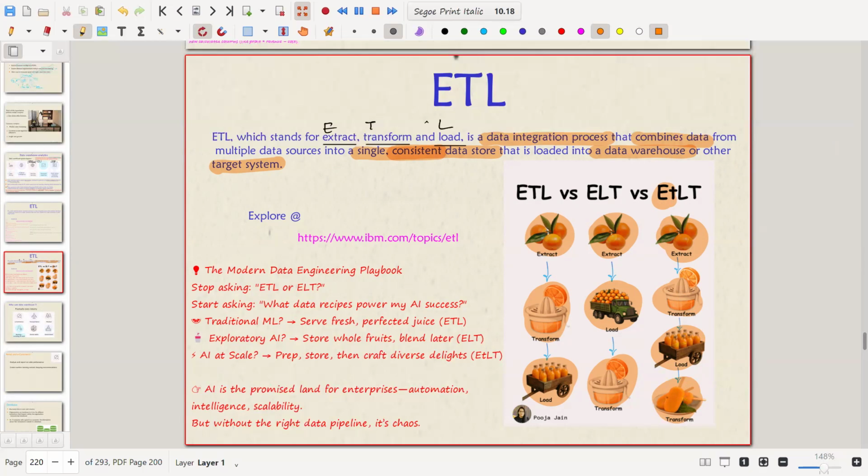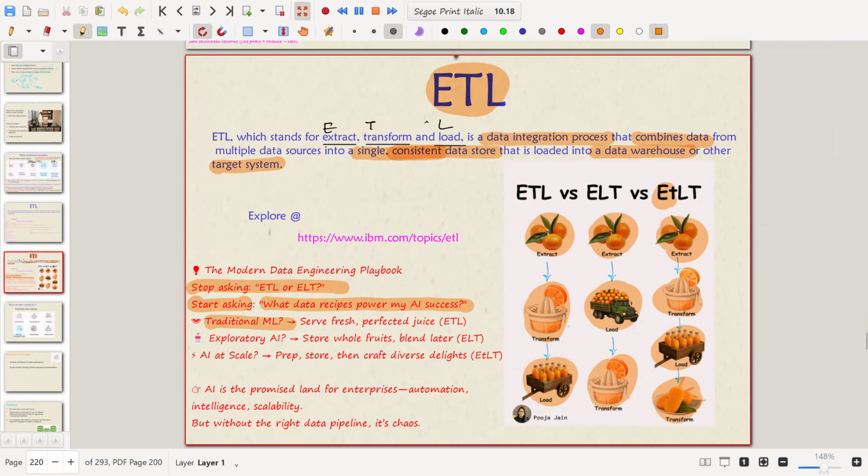But this is the fact about the modern data engineering playbook: we should stop asking when to use ETL or ELT. Rather, we should start asking what data recipes power my AI tools or AI systems. These relations to AI might not be clear now, but whenever you learn ML in further semesters, these might revisit you. ETL might revisit you when you learn predictive analytics or NLP in the next semester, something like that.